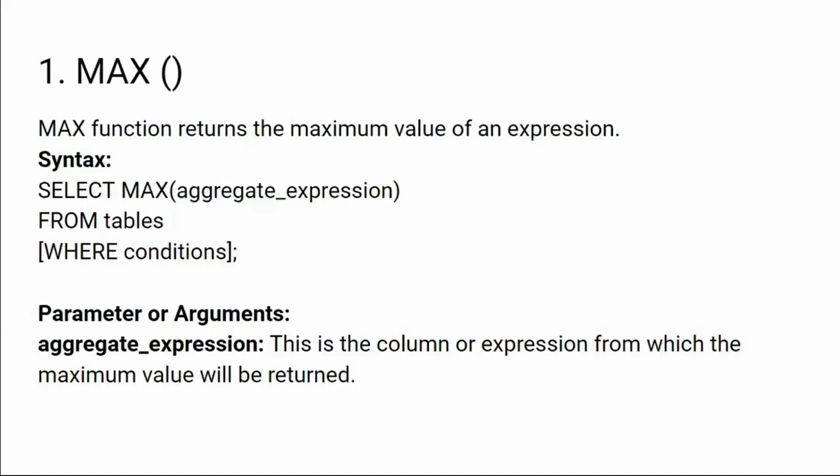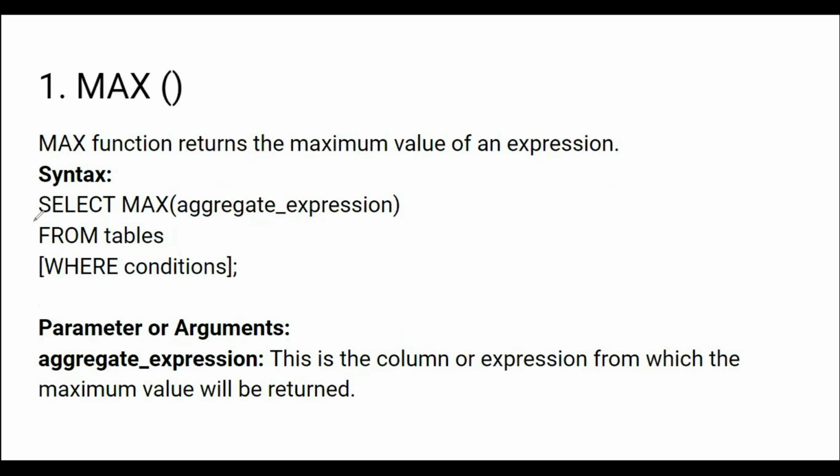The first one is the max function. The max function returns the maximum value of an expression. If you come to the syntax, you have select, and max is a function. Inside the function, we pass an argument, that is the aggregate expression. The aggregate expression is the column or expression for which you want to find the maximum value. After that, you give from and the tables. If you have any other special conditions, they can be mentioned with where, group by or order by.